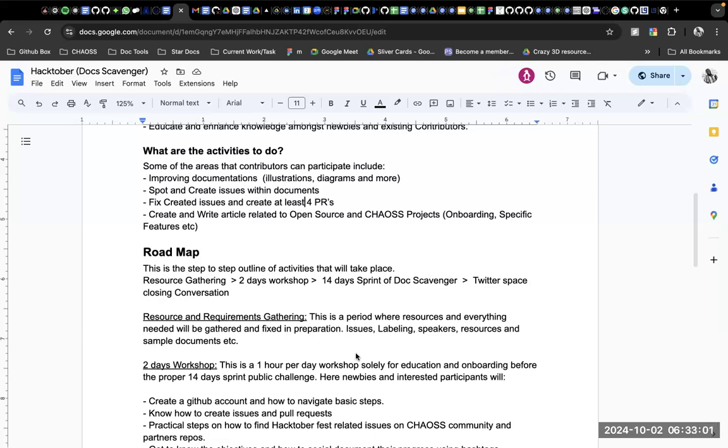So when we are having the workshop, we'll have things that newbies like me and you can look around, and people that want to enhance their skill set will have something they can refer to while they're trying to either fix issues or create issues. So I'm looking at resource gathering, but I have a very big question. Should we do a one-day workshop or a two-day workshop? It's virtual, it's not in person.